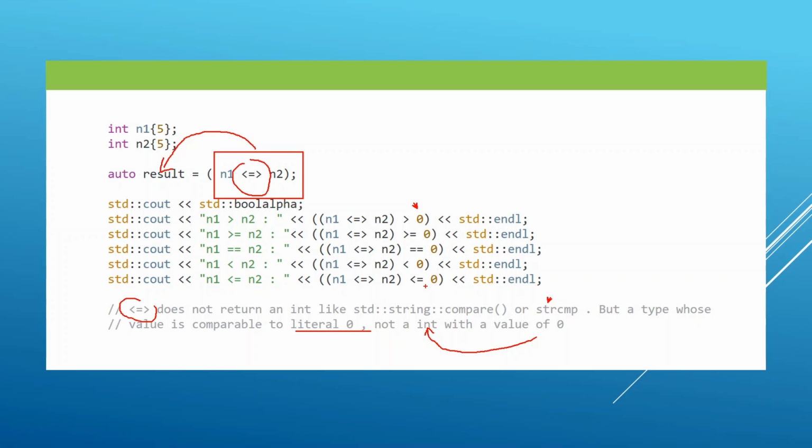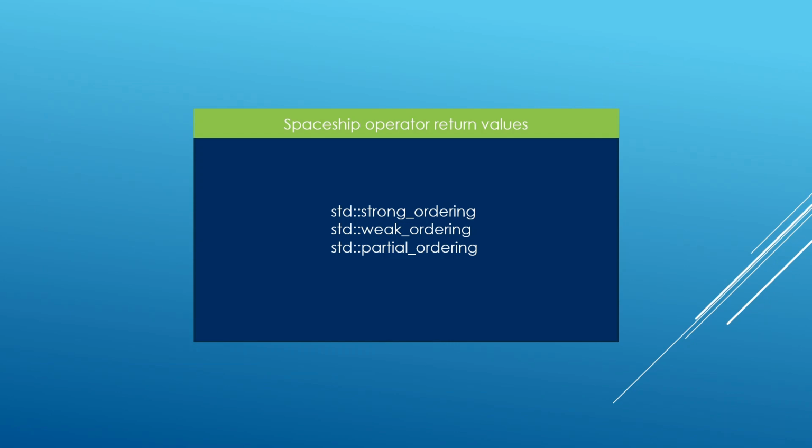Okay, so some of you must be asking, okay, I know about the three-way comparison operator, but what is really its return type? You have said it's not an int. What is it? Well, it's going to be one of the three options we have here. It can either be strong ordering, weak ordering, or partial ordering. And I am going to explain these things in steps because they can really be confusing, especially for beginners.